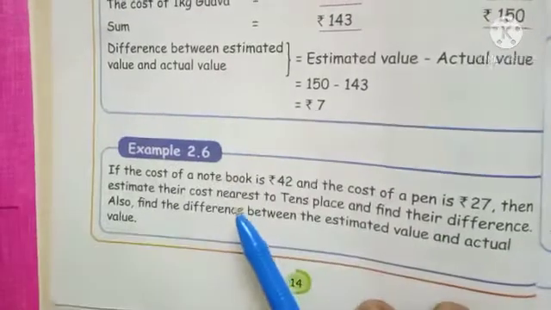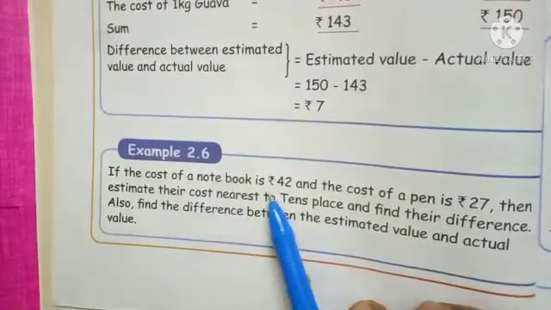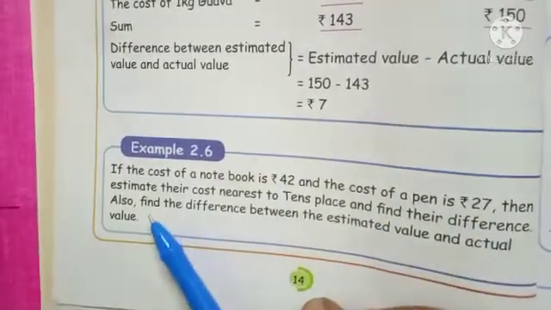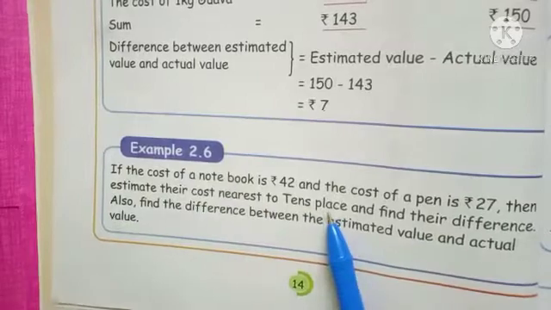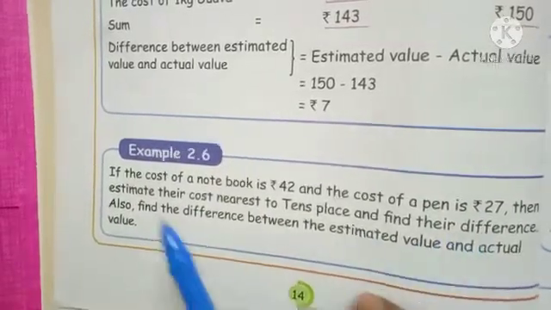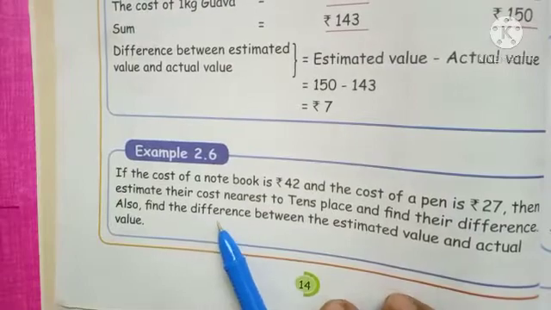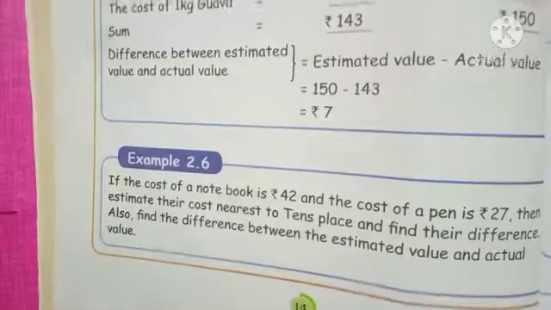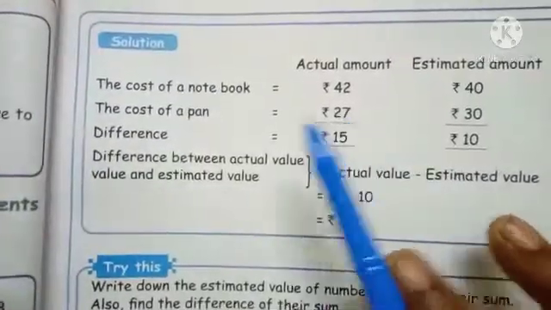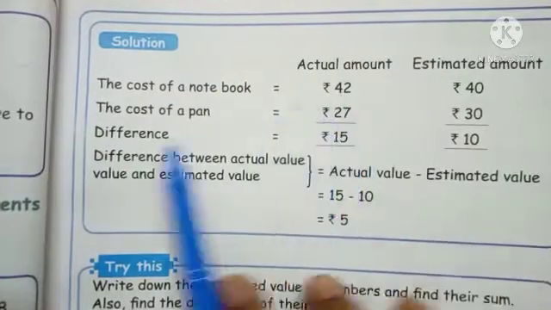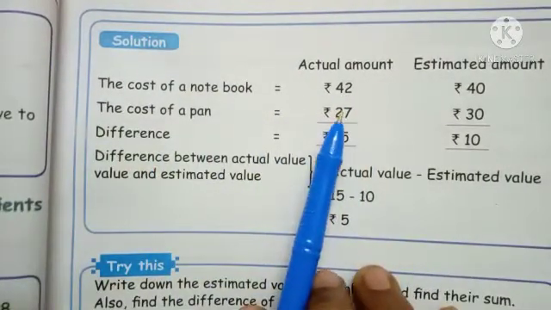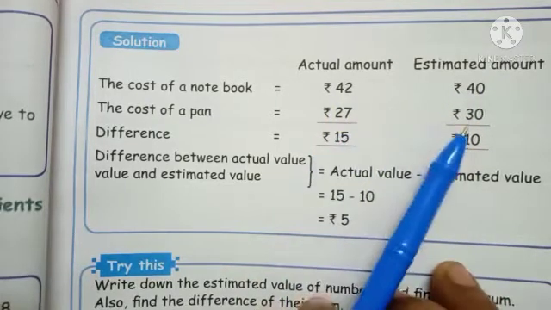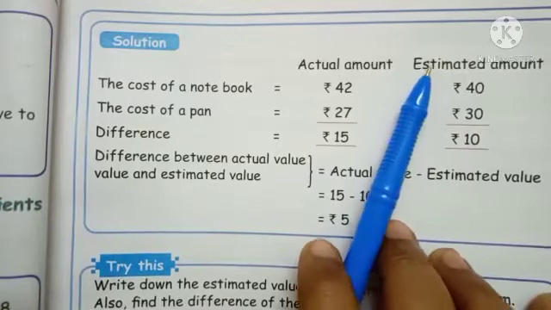Then the next one, a book exercise example sum. If the cost of a notebook is 42 rupees and the cost of a pen is 27 rupees, then estimate their cost to the nearest tens place and find their difference. Also find the difference between the estimated value and the actual value. So you write now: the cost of the notebook is 42 rupees, the cost of the pen is 27 rupees. 42 to the nearest tens is 40, 27 to the nearest tens is 30. So this is the estimation amount.